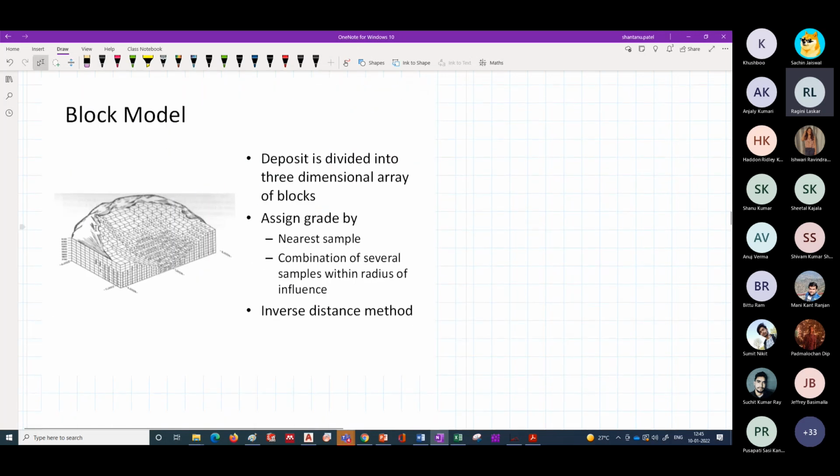Okay, so how it looks is, this is the deposit here. We divide the whole area into this three-dimensional array of blocks. Maybe these are small cubes or rectangles, right? And we try to find out the average grade in each of these small blocks.